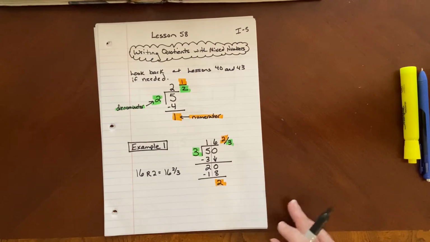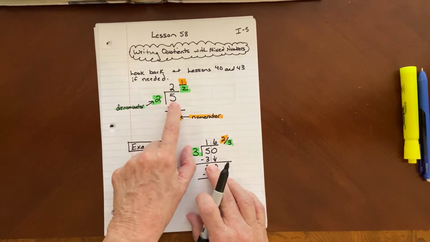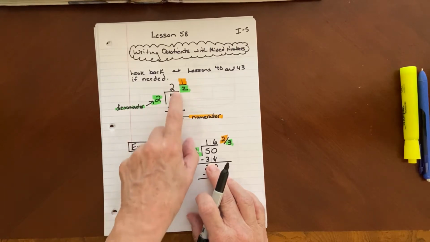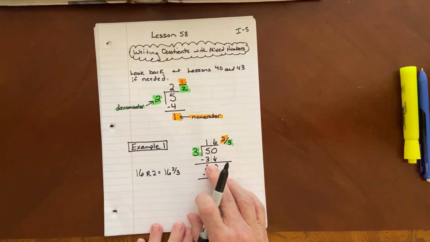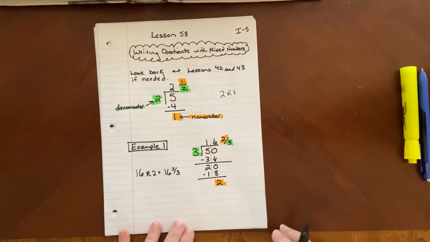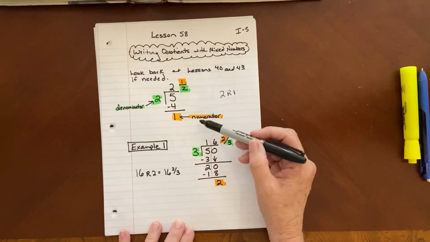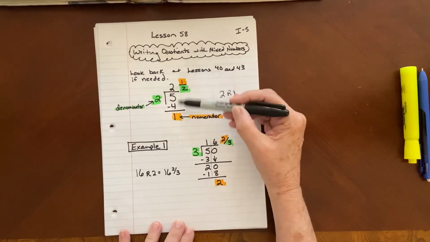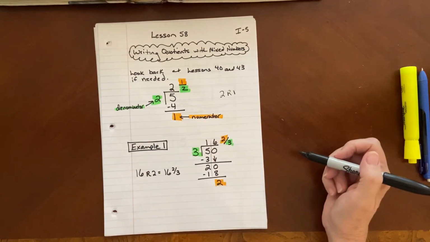So when I'm dividing, let's say I say 5 divided by 2. So 2 will go into 5 2 times. 2 times 2 is 4. Get my remainder, and it's 1. So a lot of times I write 2 remainder 1. But instead of doing that, remember I'm going to write a fractional remainder. So my numerator is the remainder, and my denominator is the divisor.